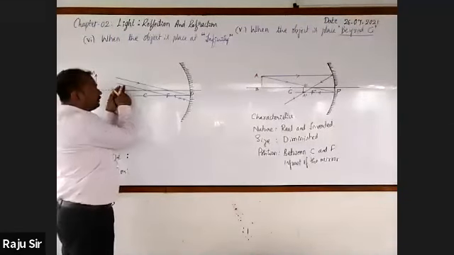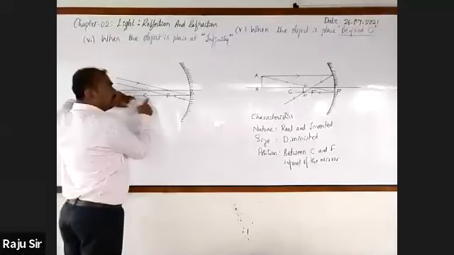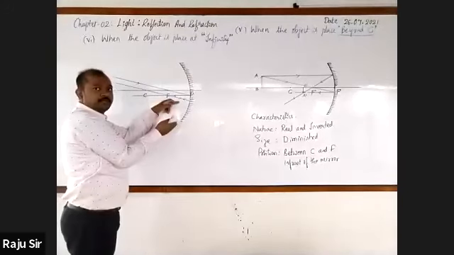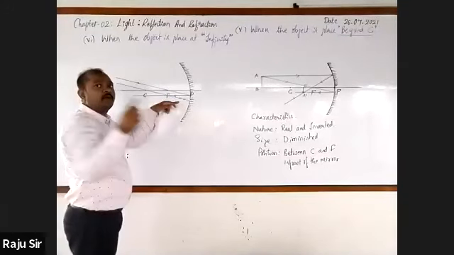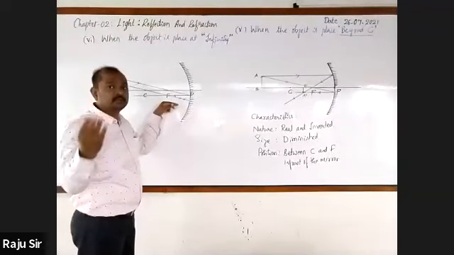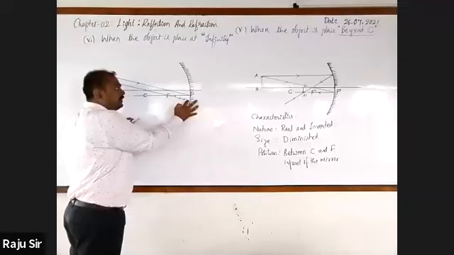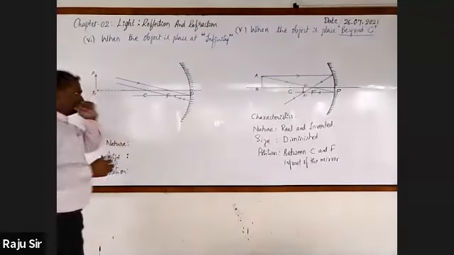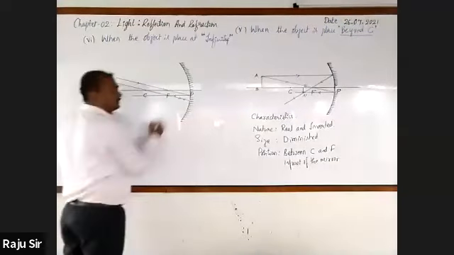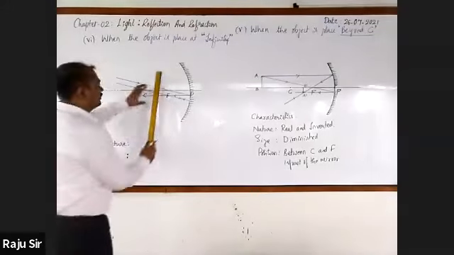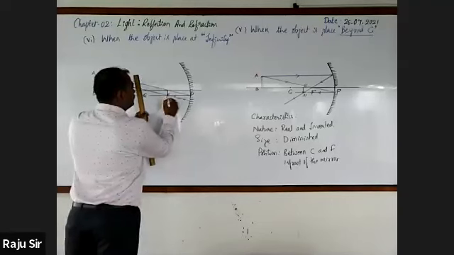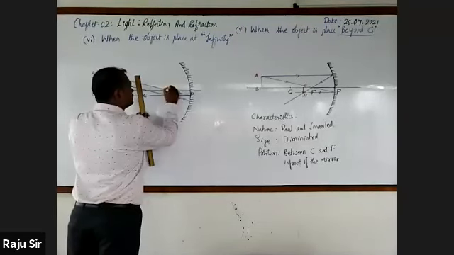And another ray of light passes through the center of curvature, incident on the mirror perpendicular to its surface. Therefore, angle of incidence will be 0. As a result of it, angle of reflection will also be 0. This reflected ray moves along the path of the incident and it has intersected at this point. Now let us draw a perpendicular and name it as A dash, B dash.